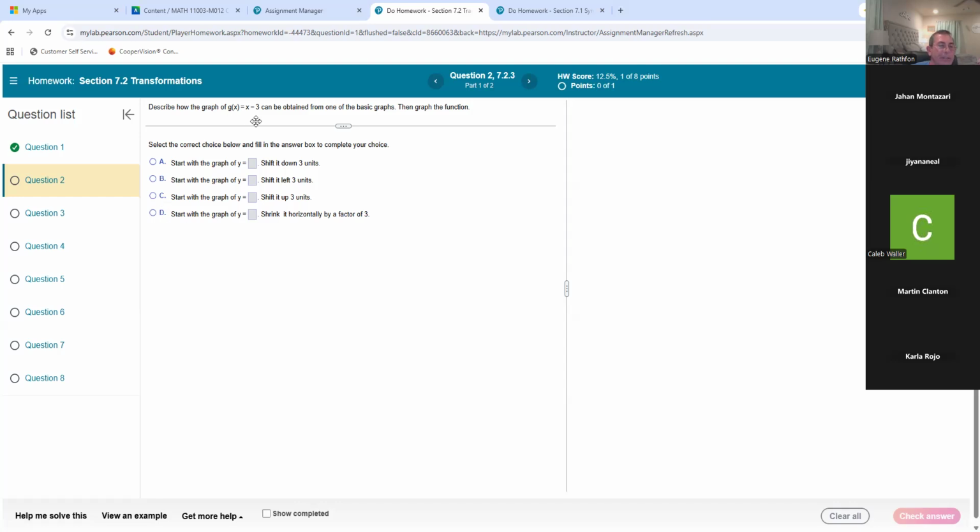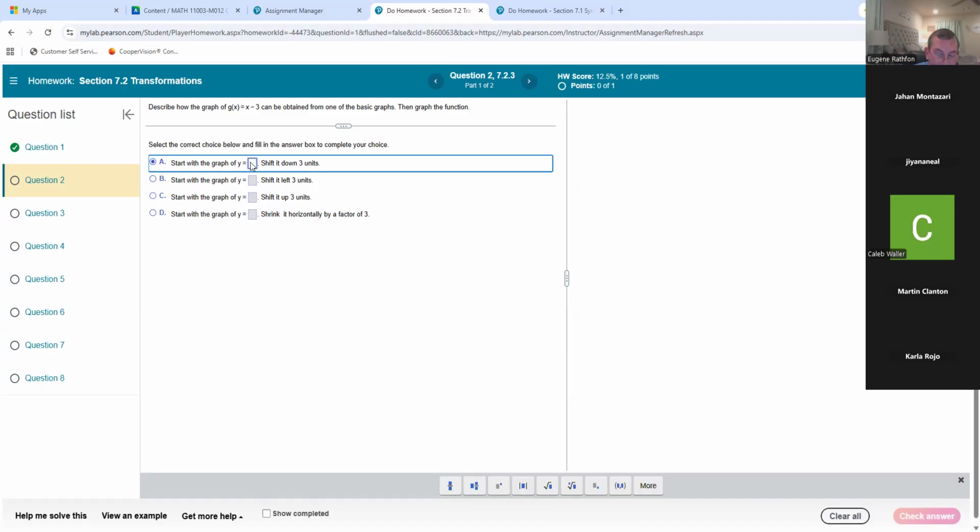Since this is not in parentheses, it's going to go down. So good job. So let's see, that would be A for this one. And then we're starting with the graph y equals x. Y'all just going to follow the same pattern on the homework as I'm doing. This one will be the line graph for y'all. So check your answer.